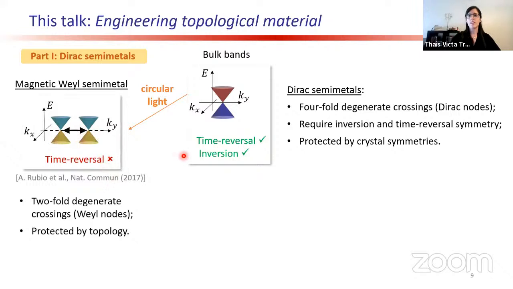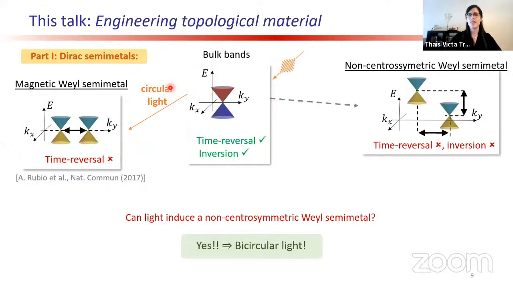So now the question is: is it also possible to design a light field that can break time reversal symmetry and inversion symmetry at the same time, so that besides separating these cones in momentum, we can also separate them in energy? Because here, inversion symmetry forces these two Weyl cones to be at the same energy. Now, we would like to have them separated because there are interesting transport effects that happen in this case. So the question is, can we do this with light? And the answer is yes. For this, we need to use a very special type of light, bicircular light. And we are going to see this in detail in this talk.